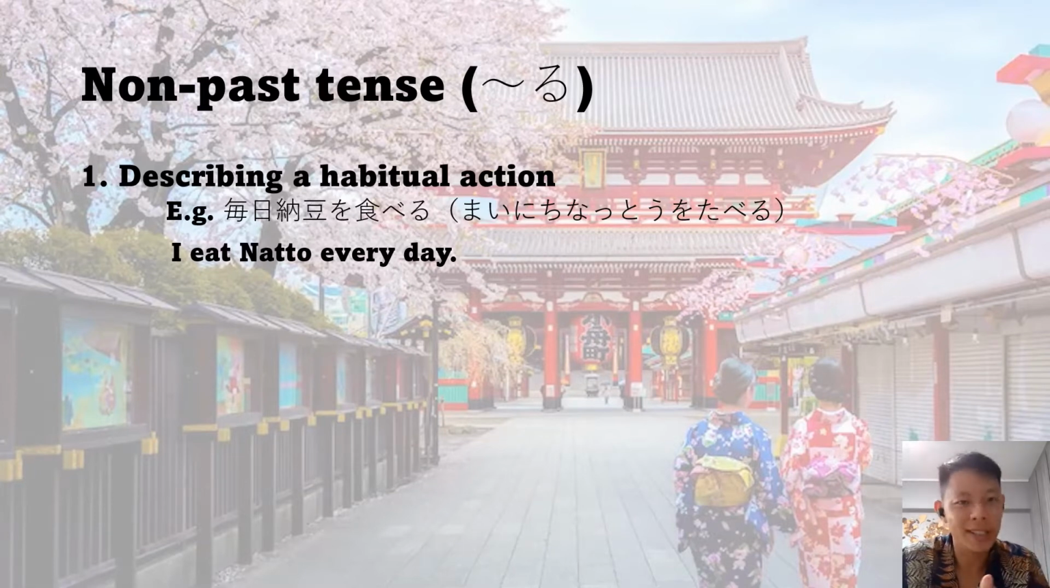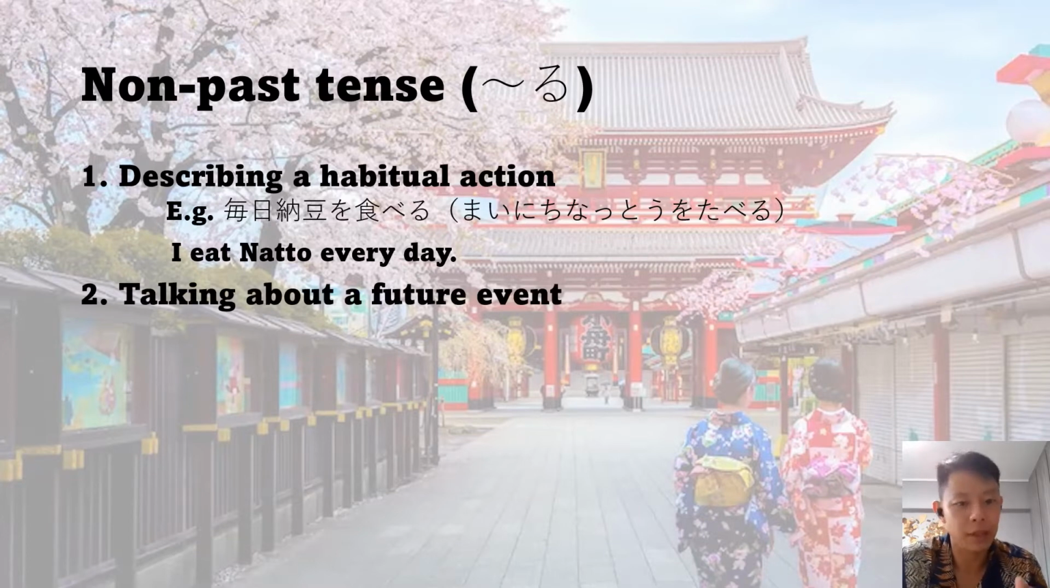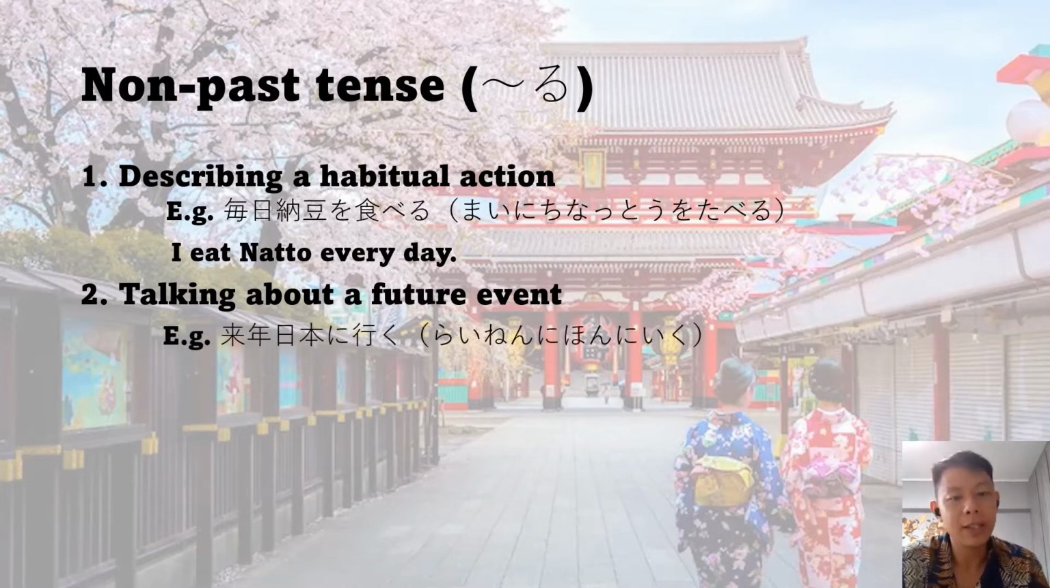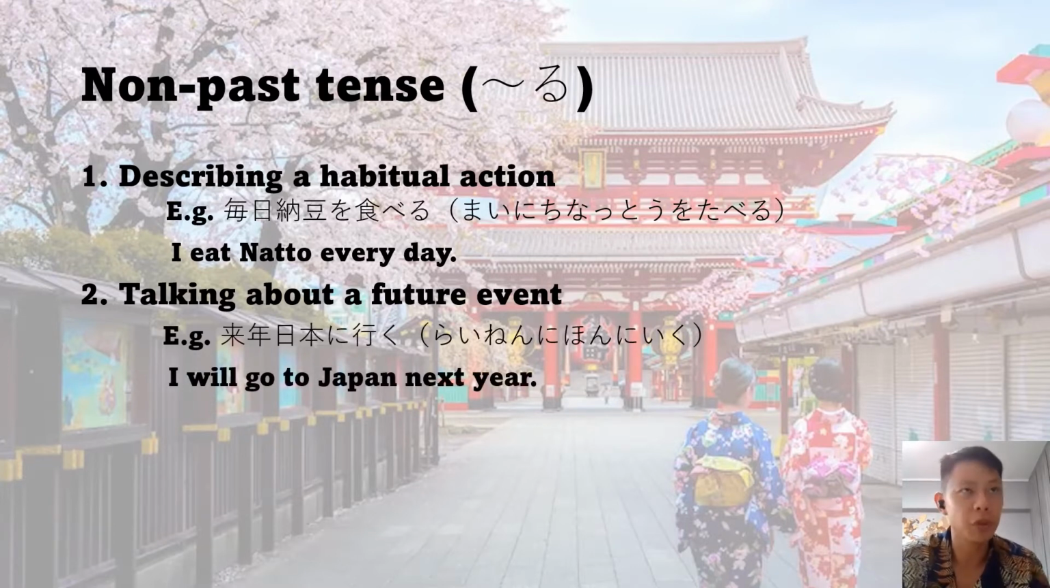Let's go on to the next use of the non-past tense. When you're talking about a future event, something that is happening in the future. In English, you would call this the future tense. It's kind of like you want to say, I will do something or he will do something. So an example for this usage would be 来年日本に行く. This actually means I'm going to Japan next year. I will go to Japan next year. So in Japanese, when you're talking about something that is happening either in the present or in the future, you would use the non-past tense.